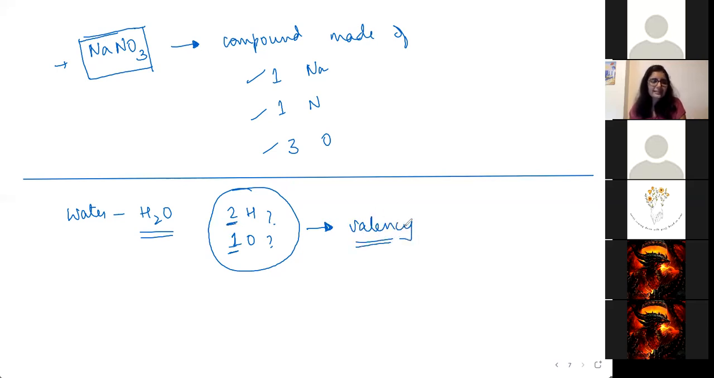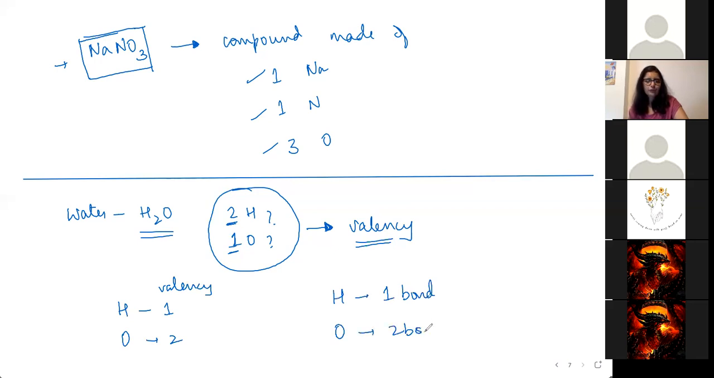Where does valency come from? Swayam, you gave the right answer. It depends on how many electrons there are in the last shell of the atom. But the main thing is the number basically depends on the valency. So hydrogen's valency is 1 and oxygen's valency is 2. This means to gain stability, hydrogen needs to form 1 bond and oxygen needs to have 2 bonds.